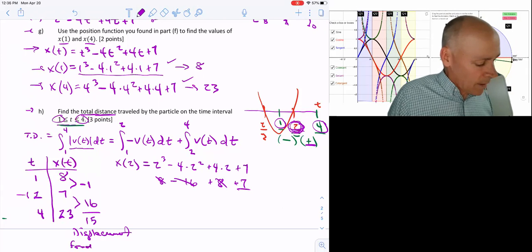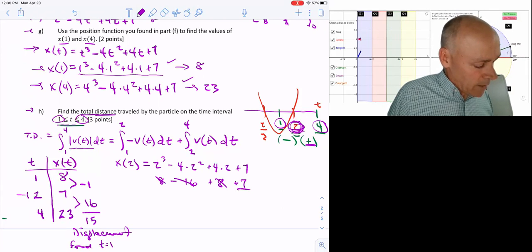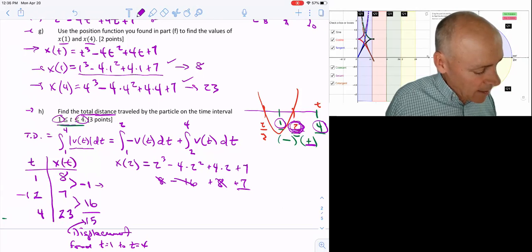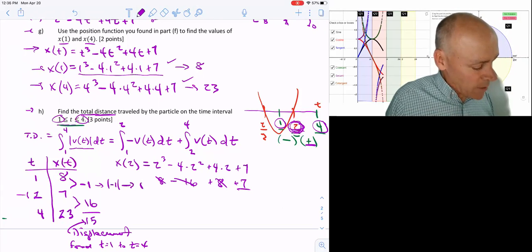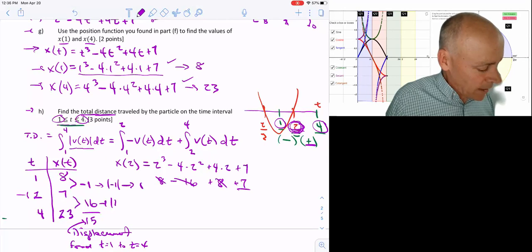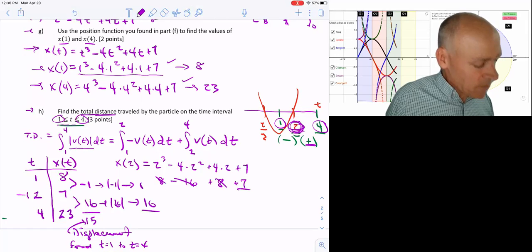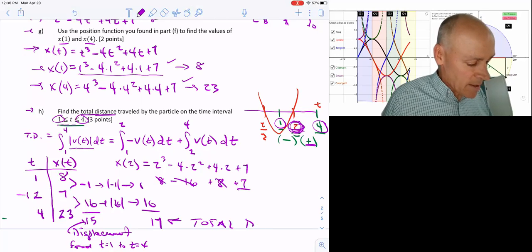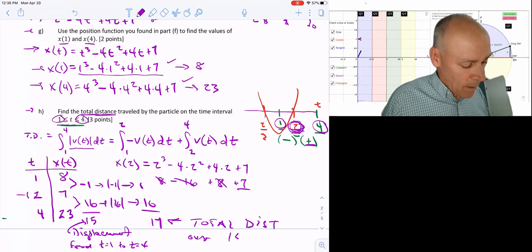From t equals 1 to t equals 4, that's displacement. So what I have to do is take the absolute value. The absolute value of negative 1 is 1, and the absolute value of 16 is 16. Add those two together and we get 17. That is my total distance over the interval 1 to 4.